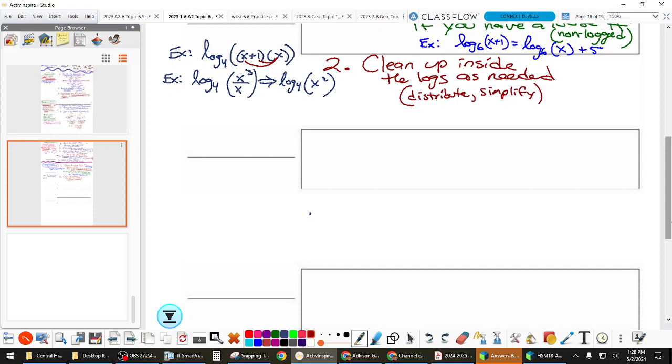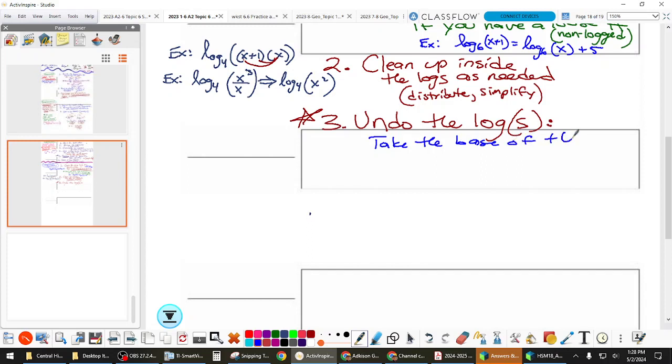Okay, what's next? You guys remember? After our two examples, we cleaned up. We have a log either in one spot or on both sides. How do we proceed? Yeah, good job. We have to undo the log, or both, in that case, if it's on both sides. We have already written this, but it's a good reminder. So take the base of the log to the log power.